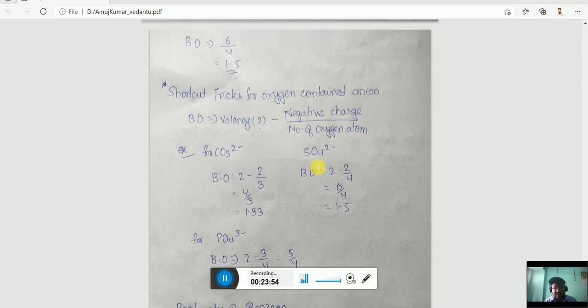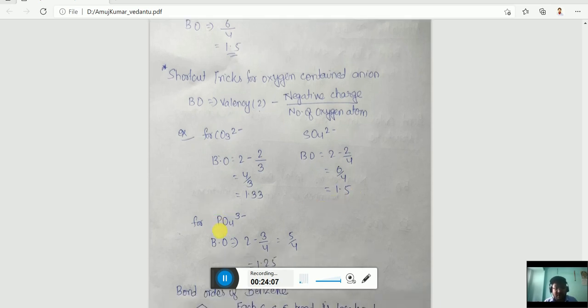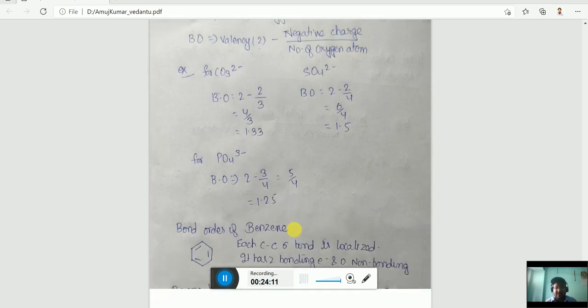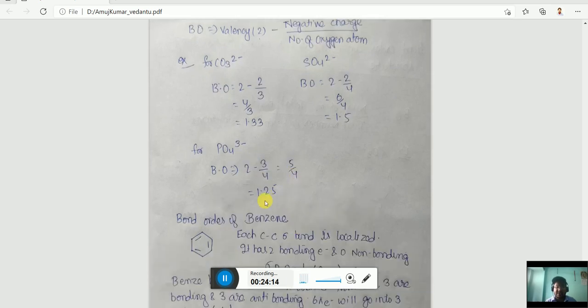In case of the sulfate ion, the bond order will be oxygen valency 2 minus formal charge 2 divided by the total number of oxygen atoms 4: 2 minus 2 by 4, 6 by 4. Hence the bond order will be 1.5. For the phosphate ion, similar case, bond order 2 minus 3 by 4, 5 by 4, 1.25. Very important. This question is asked in most of the exams. You should remember it by heart.